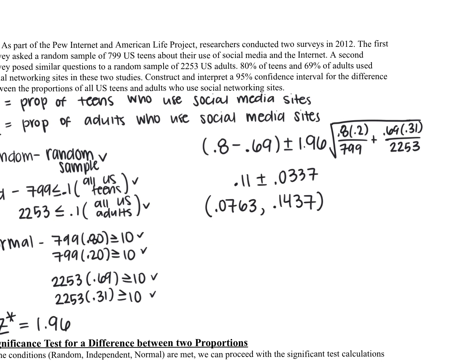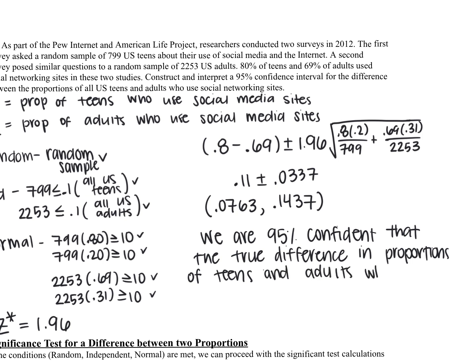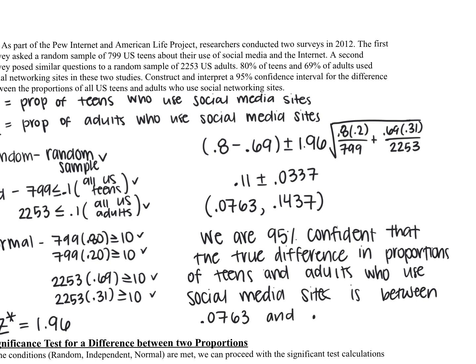So for our sentence, we are 95% confident that the true difference in proportions of teens and adults who use social media sites is between 0.0763 and 0.1437.